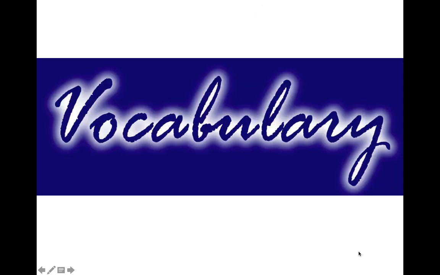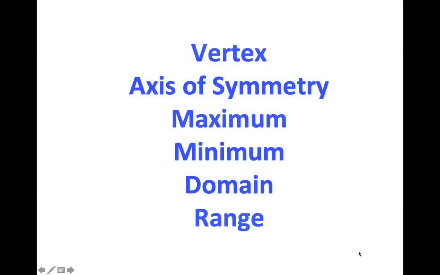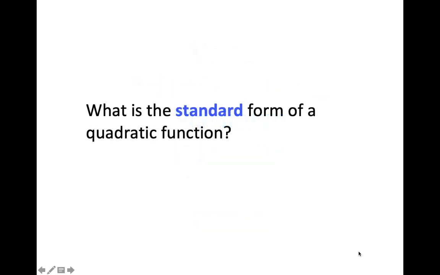The vocabulary for this section is exactly the same as it was for 7.6. We're still looking at the vertex, the axis of symmetry, maximum, minimum, domain, and range. So if you copy down those definitions in our first lesson, you will be fine as we work our way through this one. So the big question is, what is the standard form of a quadratic function?